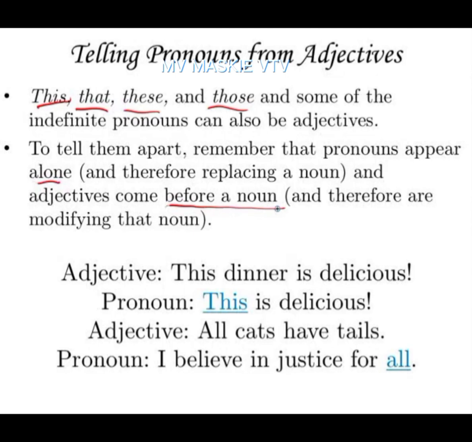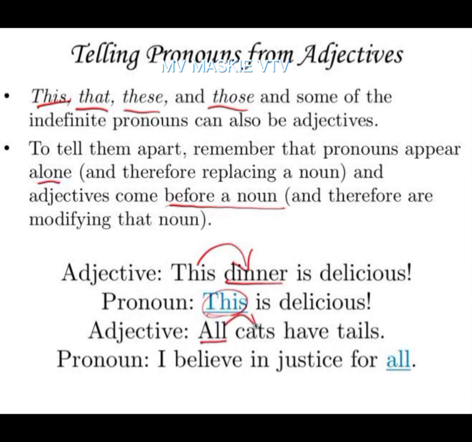The adjective form of this might be, this dinner is delicious. This is an adjective modifying the noun dinner. The pronoun version would be, this is delicious. There's no noun right after it. It's not modifying anything else. It's sitting there like a noun all by itself. So, it's a pronoun.